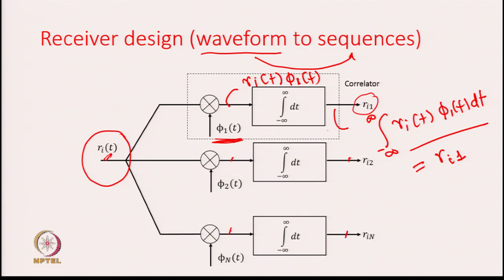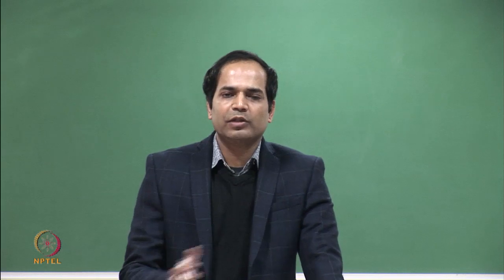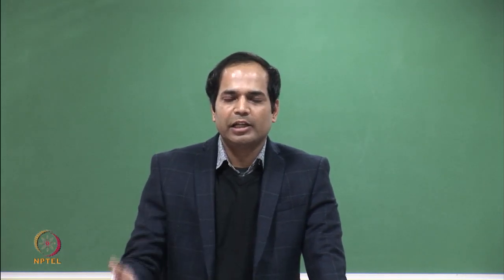Similarly, I can pass this r_i(t) through other orthonormal functions, and I can get the coefficients of projections of r_i(t) on other orthonormal functions. In this way, what I get is a sequence, and here the numbers in the sequence correspond to the projection of r_i(t), or the received waveform, on various orthonormal functions. So, again in this way, using a simple design, I can convert a received waveform to a sequence. Okay.